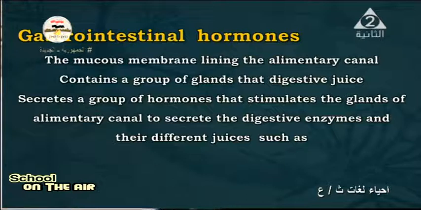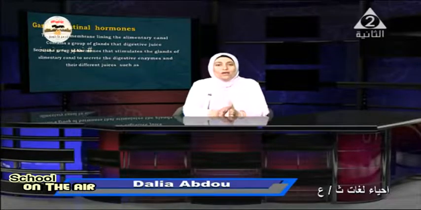Okay, the gastrointestinal mucous membrane lining the alimentary canal contains a group of glands that secrete digestive juice and a group of hormones. In the last session, we talked about all the hormones related to the adenohypophysis, the pituitary gland. Today we talked about the gastrointestinal hormone, the hormones secreted from the testes and ovary, and also the hormones in your body coming from the stomach and the small intestine.